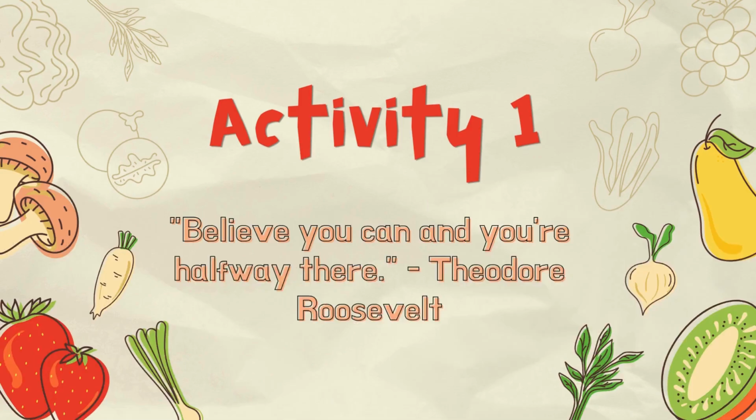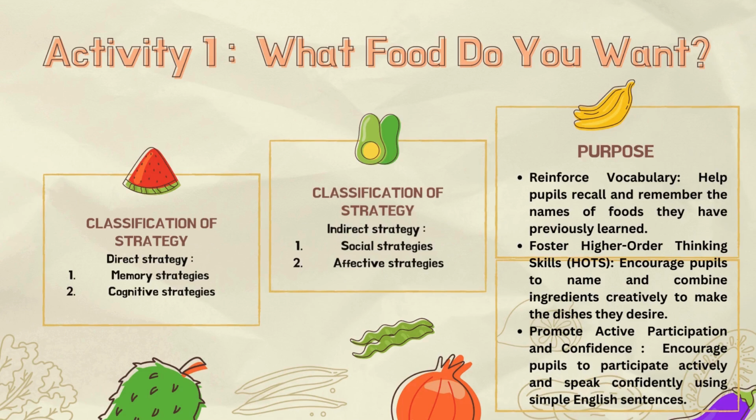Now, let us look at Activity 1. The title for Activity 1 is What Food Do You Want? There are two classifications of strategies being used in this activity or this module. The first one is direct strategy, which involves memory strategies and cognitive strategy. The second one is indirect strategy, which focuses on social strategies and affective strategies.